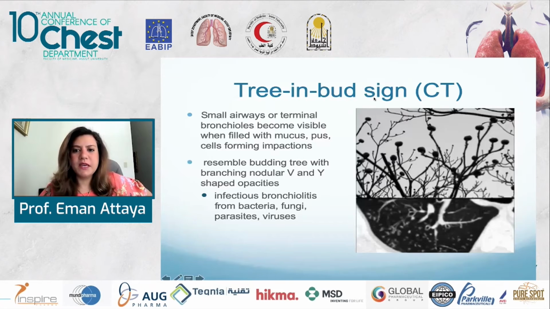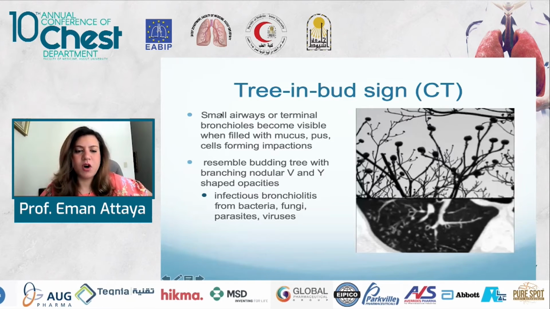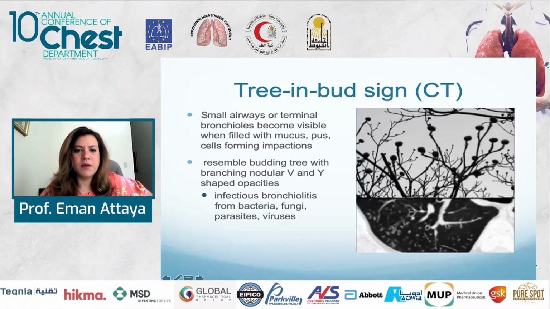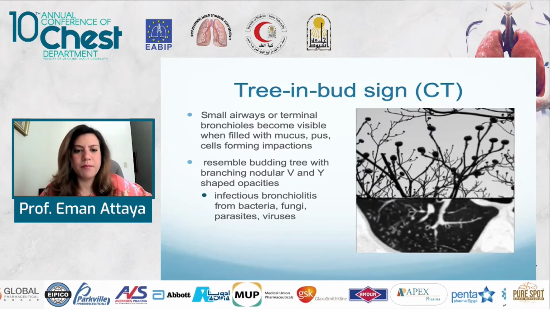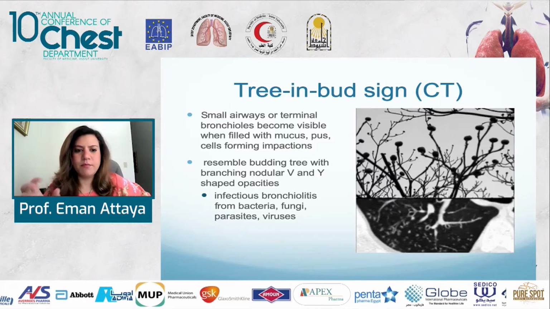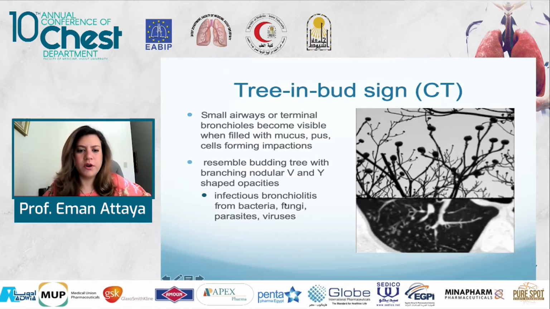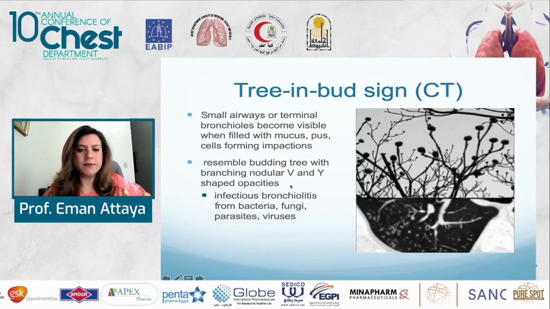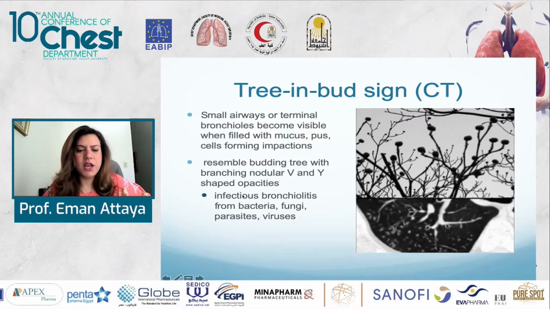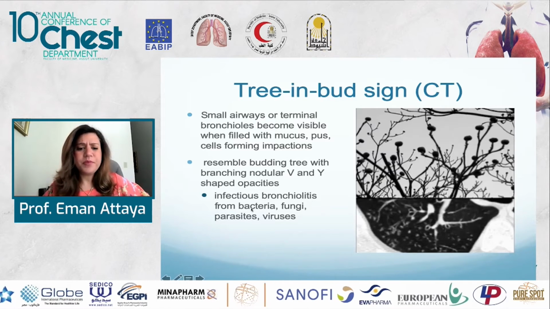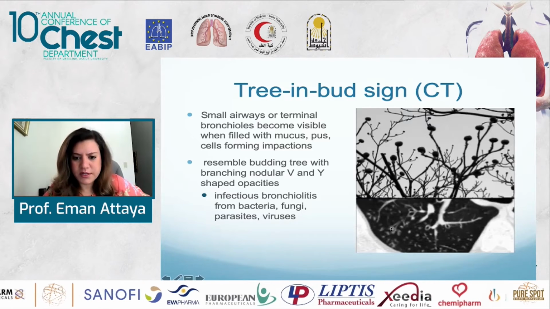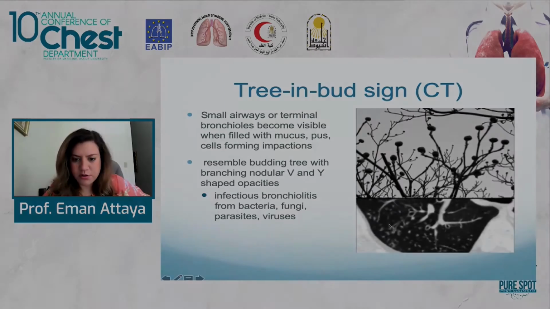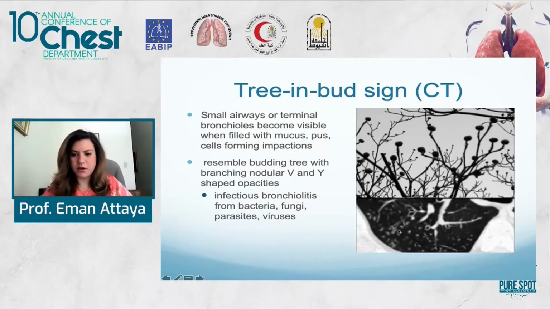Tree and bud sign is something we only see on CT. What happens here is the small airways or terminal bronchioles become visible when they get filled with mucus and pus, and it resembles a budding tree with nodular Y and V branching opacities. And you can see this with bacterial, fungal, parasitic, or viral infections. So here's an example of a tree and bud. You see these little nodular densities that look like blossoms on a tree. So we call that a tree and bud sign.